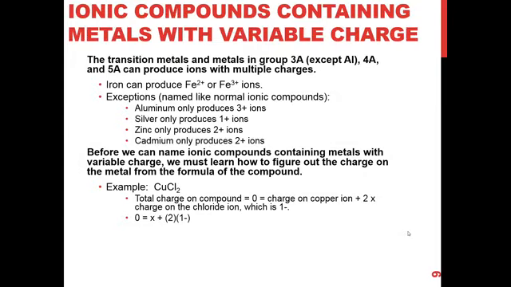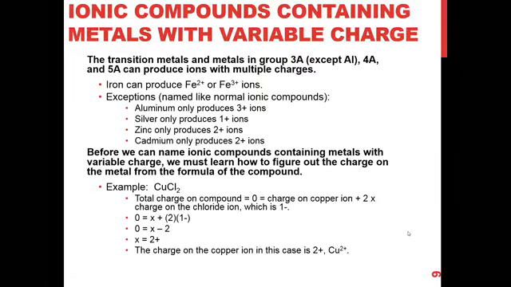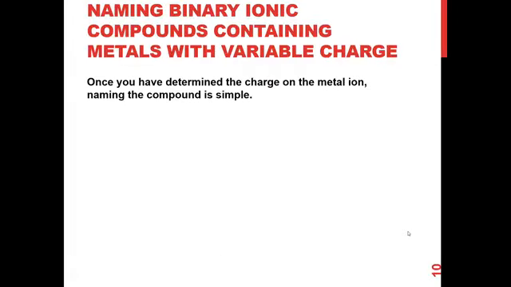We now have to use our algebra skills to solve for x. And if you do that, you'll note that x equals 2, or 2+. That means that the charge on the copper ion in this case is 2+. We have a Cu2+ ion. Now that we know the charge on that copper ion, we can name the compound.